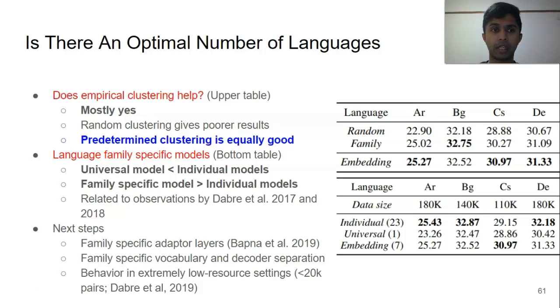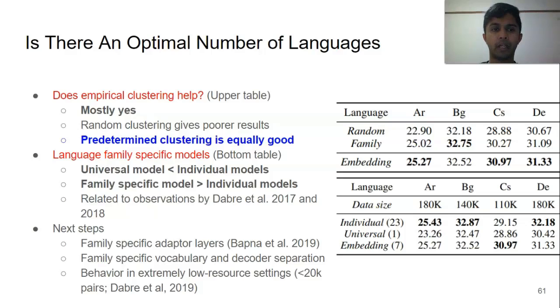Next, you can also see that language family specific models are better than universal models. The table below shows that if you train a universal model involving all languages, then the translation quality is pretty bad for some languages. But if you use an embedding determined language family and then train machine translation models for language families, then you get very good translation quality for languages belonging to those language families. There are related observations by Dabre et al.